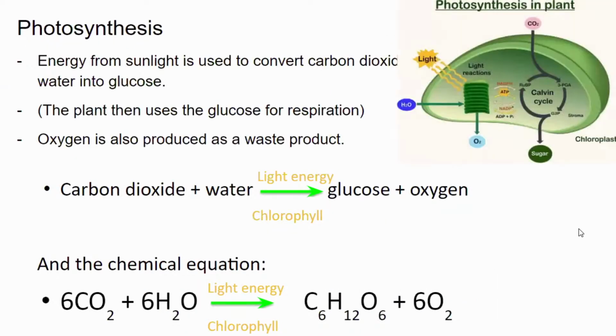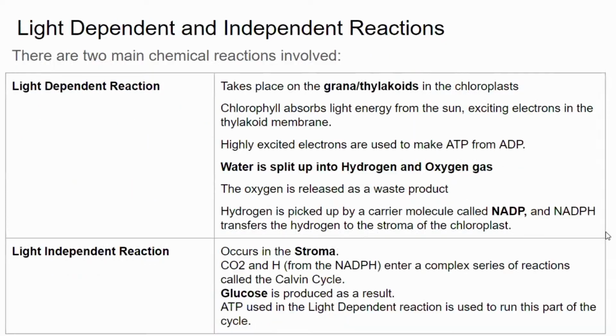All right. The energy from the sun is used to convert carbon dioxide and water into glucose. The plant then uses the glucose for respiration, and oxygen is produced as a waste product. So we know that plants take in carbon dioxide, and I'm sure we're all familiar that plants need water as well. Chlorophyll, that green pigment, is able to absorb light energy and is able to split water, and we get carbon dioxide and water being used to create glucose, and oxygen is our waste product.